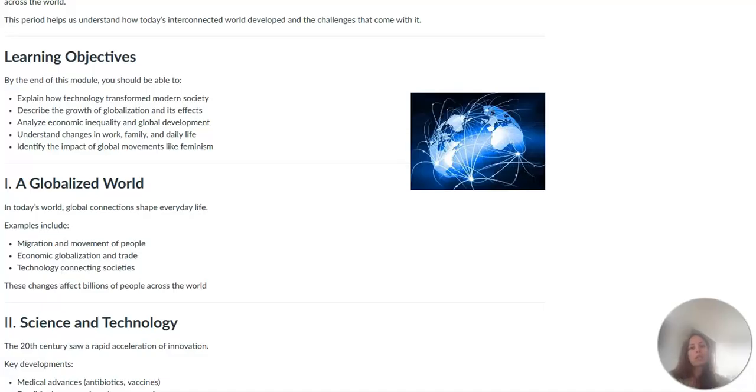Products are made in one country and sold in another, and technology allows instant communication across the globe. But globalization isn't just about convenience. It also creates a lot of challenges: economic inequality, environmental issues, and cultural tensions. So right away, we see a key theme: connection brings both opportunity and inequality.